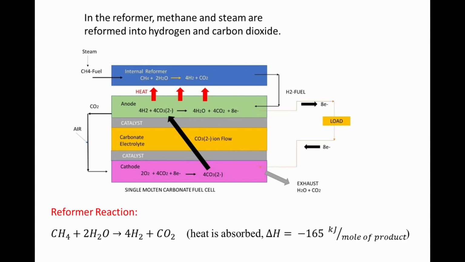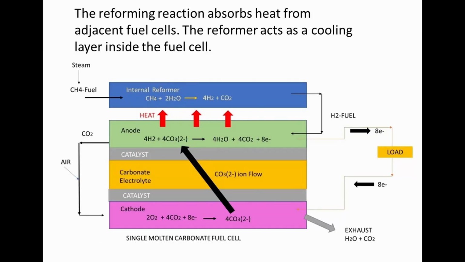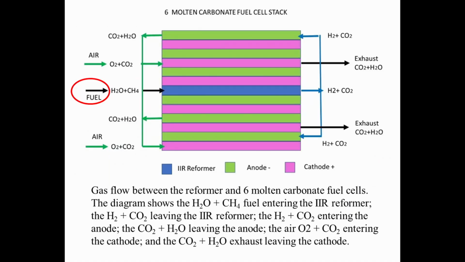CH4 plus 2H2O reacts to form 4H2 plus 1 CO2. The heat absorbed in the reaction is 165 kilojoules per mole. The reforming reaction is endothermic. It absorbs heat. The reformer is an indirect internal reformer. This indirect internal reformer, or IIR unit, is a thin panel placed within the fuel cell stack.